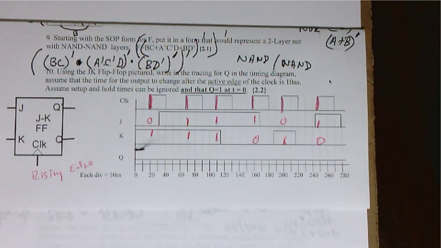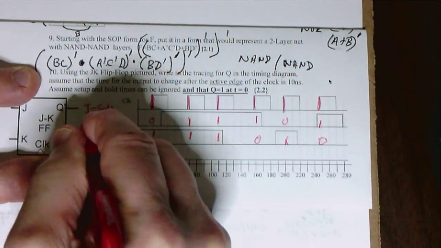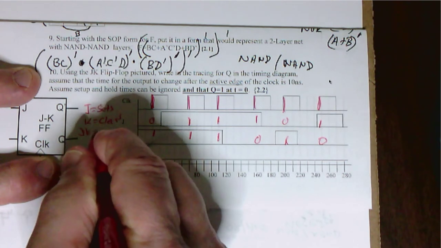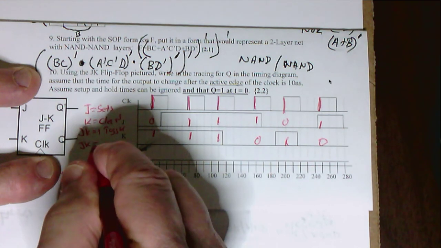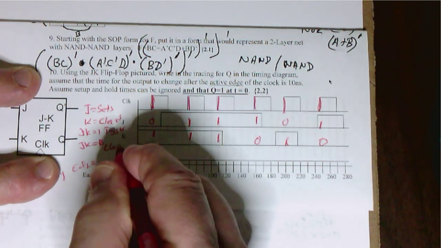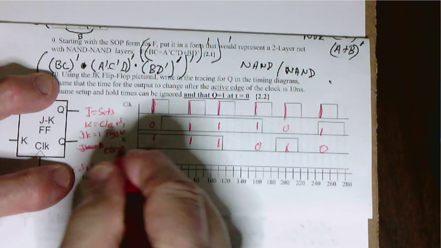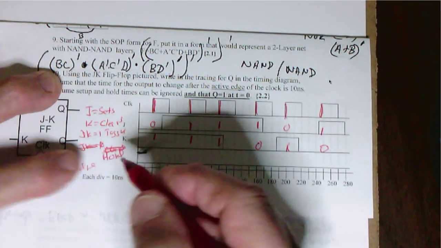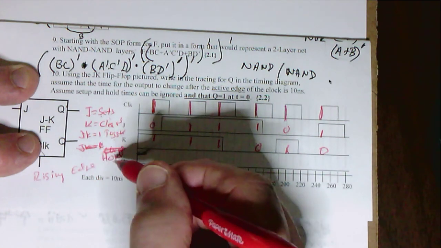Now, in order to make sense of this, you have to remember that J sets, K clears. If they're both 1, then it toggles. And if they're both equal to 0, then it clears. That's not quite right. But anyway, if they're both 0, it clears. I mean, sorry. Wash my mouth out with soap. It's hold. Not clears. Hold. So set, clear, toggle, hold. J sets, K clears. If they're both 1, it toggles. If they're both 0, it holds.